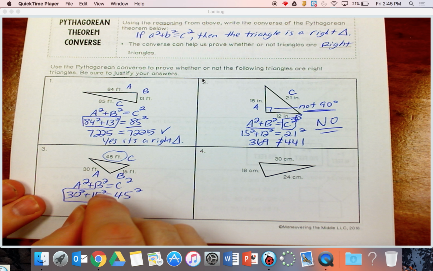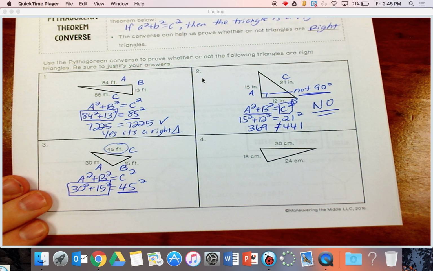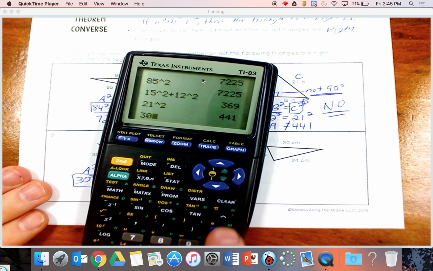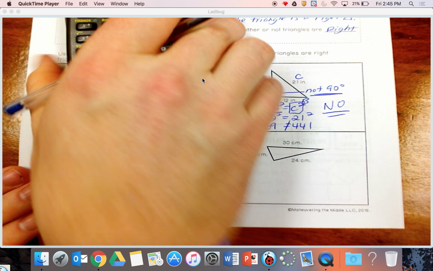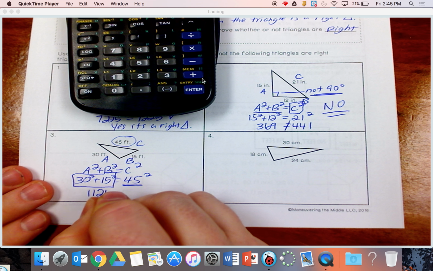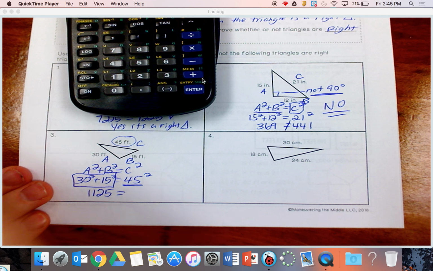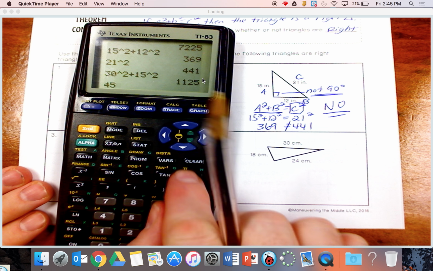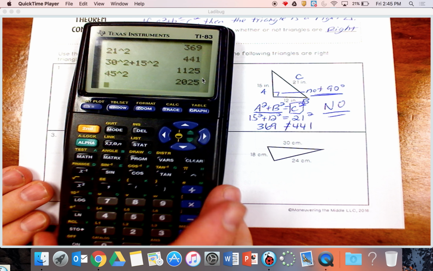Remember, this side has to match this side to be a right triangle. That's what I'm just trying to see. So I'm going to put it in here. 30 to the second power plus 15 to the second power gives me 1125 for this side. So let's see what 45 to the second power is. They have to match up. If it doesn't match up, I know it's not going to be a right triangle. So 45 to the second power is 2025.